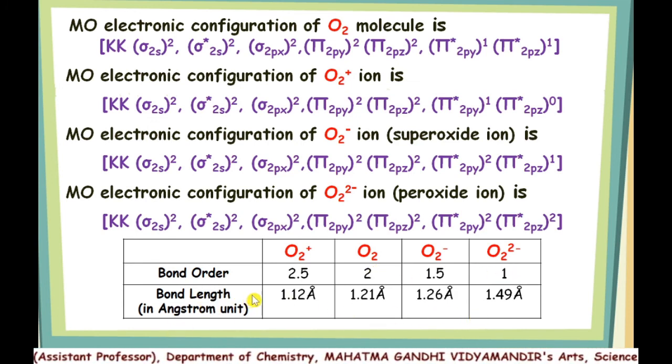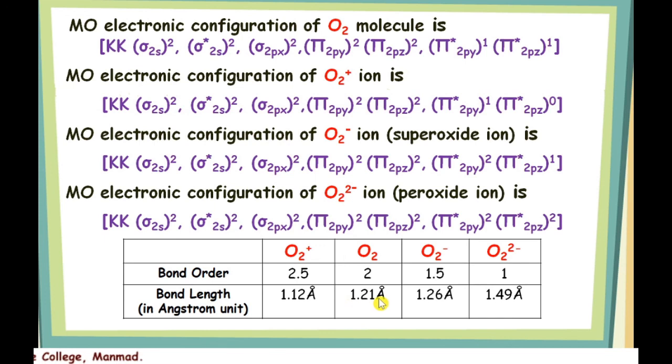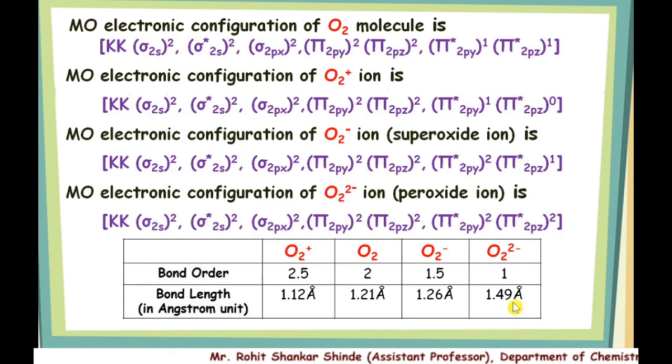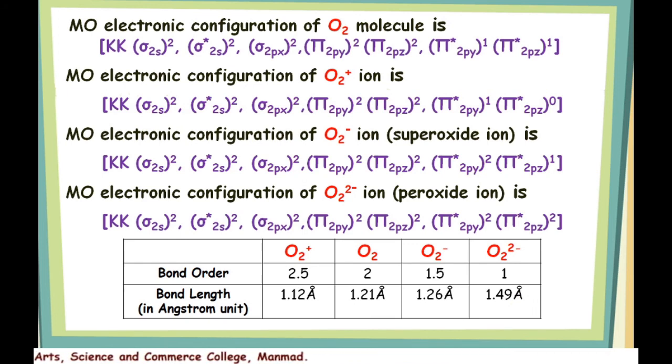So the bond lengths of these diatomic species of oxygen are as follows: O2 plus ion has 1.12 angstrom, O2 possesses 1.21 angstrom, O2 minus ion has bond length 1.26 angstrom, and O2 2 minus ion has bond length 1.49 angstrom. So as the bond becomes weaker, the bond length increases. So this is the effect of number of electrons in anti-bonding molecular orbitals on bond lengths in diatomic species of oxygen.